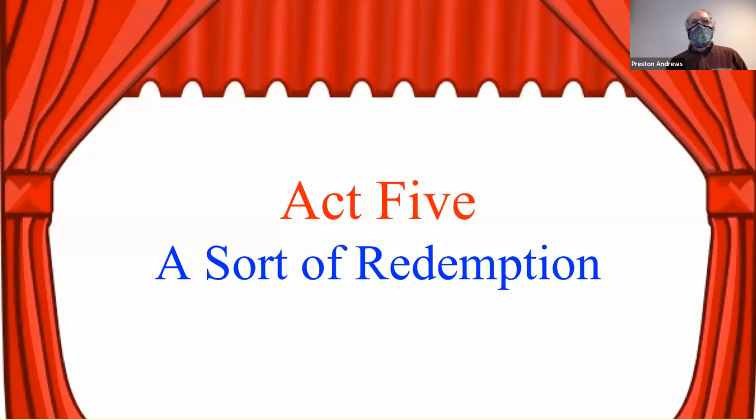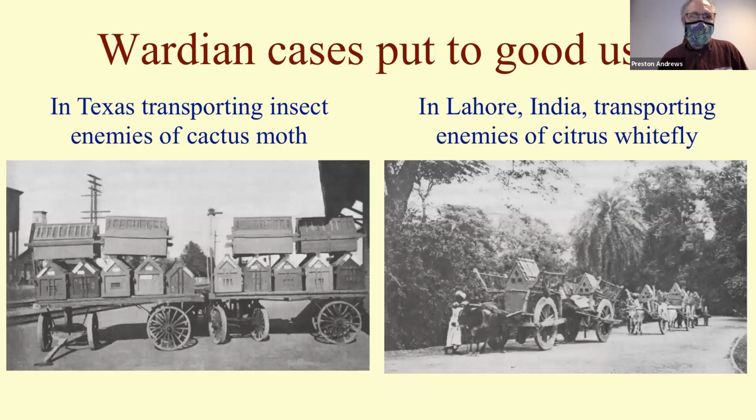Well, there is a sort of redemption to all this tragedy that the Wardian cases have brought. They have brought insect enemies for biological control of pests. So the entomologists started thinking, hey, we don't have chemicals to control these pests. Let's bring natural enemies. And so here are some, and I'll mention this cactus moth in a minute, but in Texas, they were transporting insect enemies of the cactus moth. And here in Lahore, India, they're transporting enemies of the citrus whitefly.